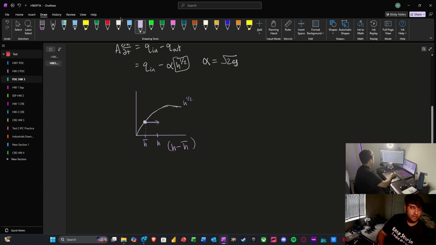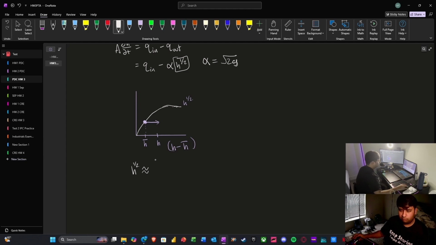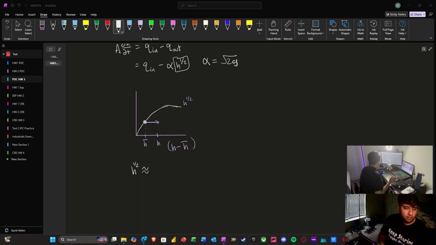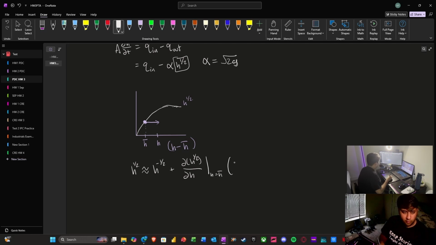And we're going to write down our equation for this. What we're going to do here is take h to the negative 1/2 plus d h to the 1/2 over dh. We're going to take that where h is equal to h bar, and we're going to multiply by our difference.